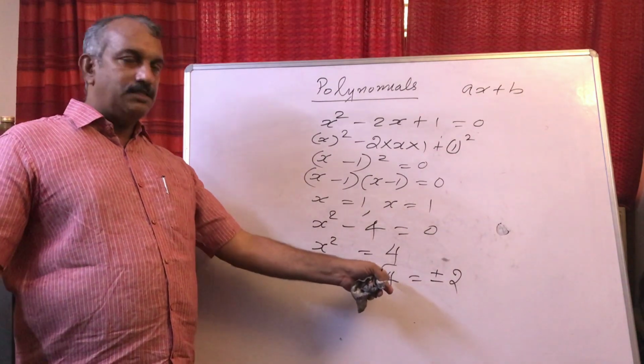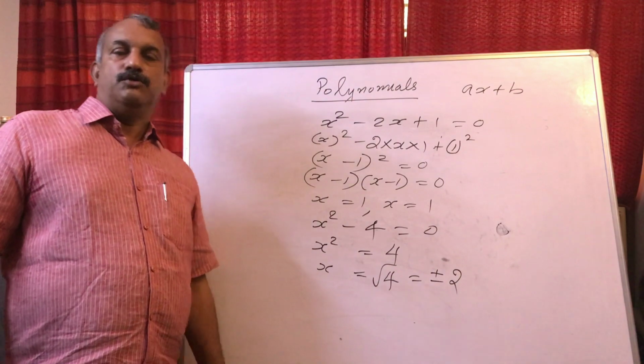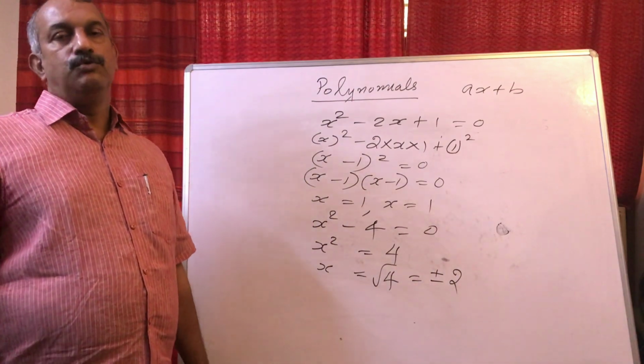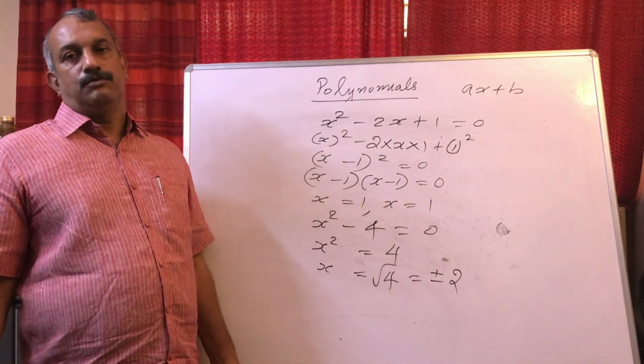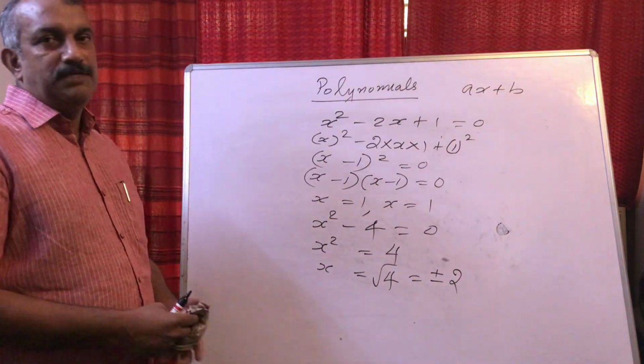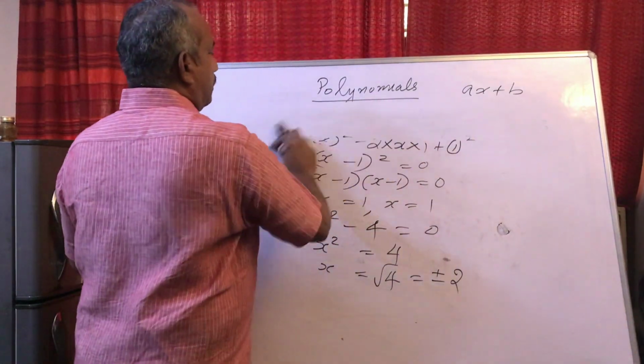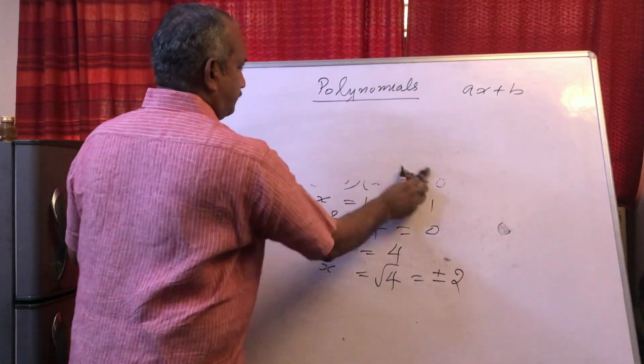Here in this case, since it is a perfect square, we can find out. So plus or minus 2. So the two zeros are 2 and minus 2. Now we will assume let alpha is equal to 2 and beta is equal to minus 2. You can verify. That will do. Now fourth case.